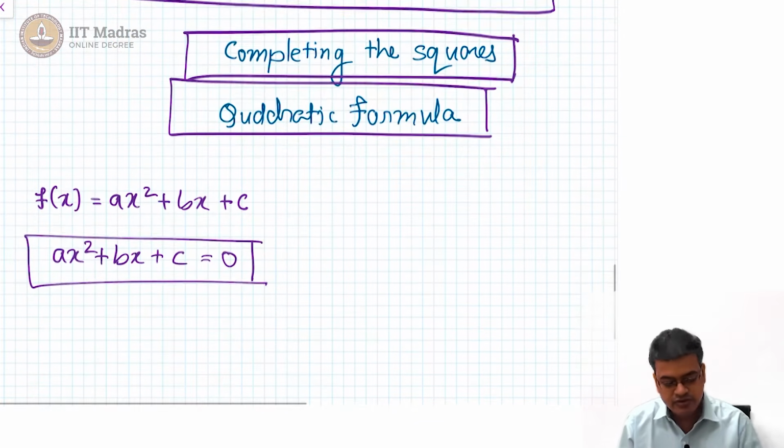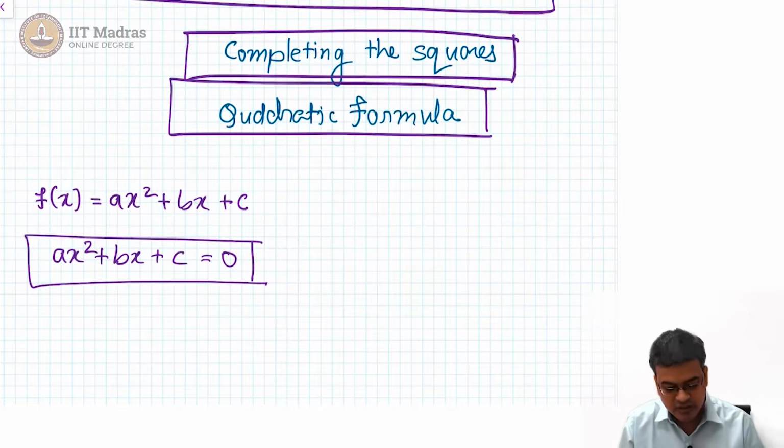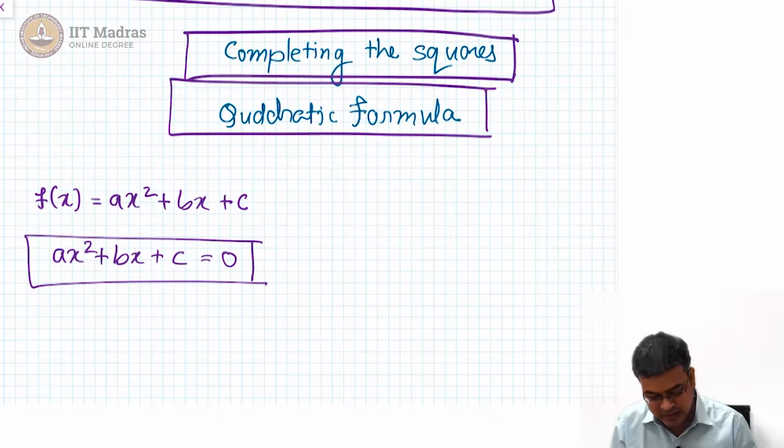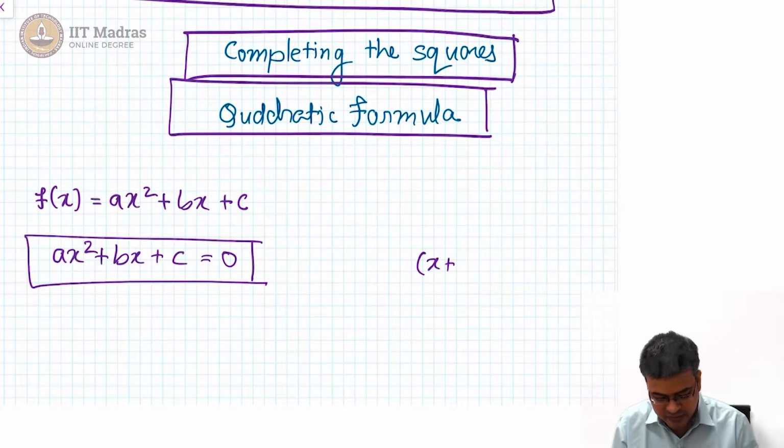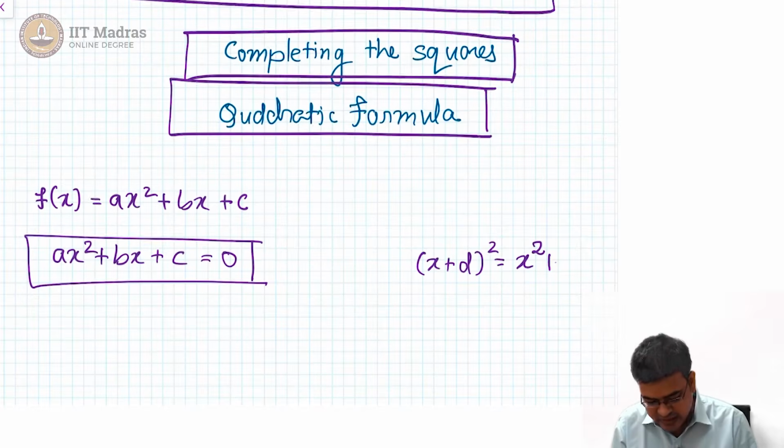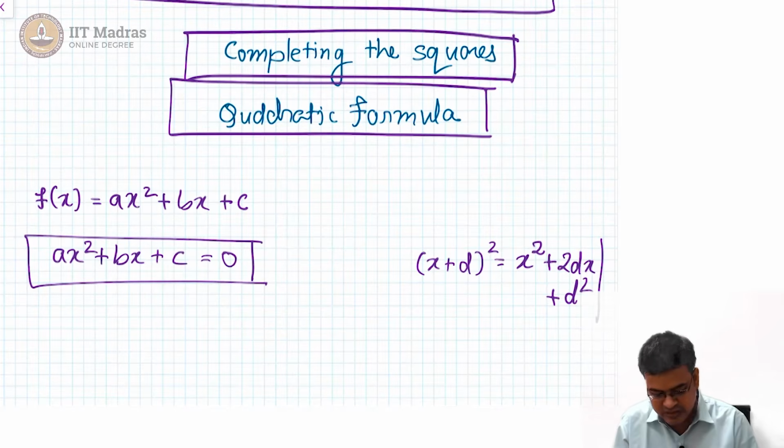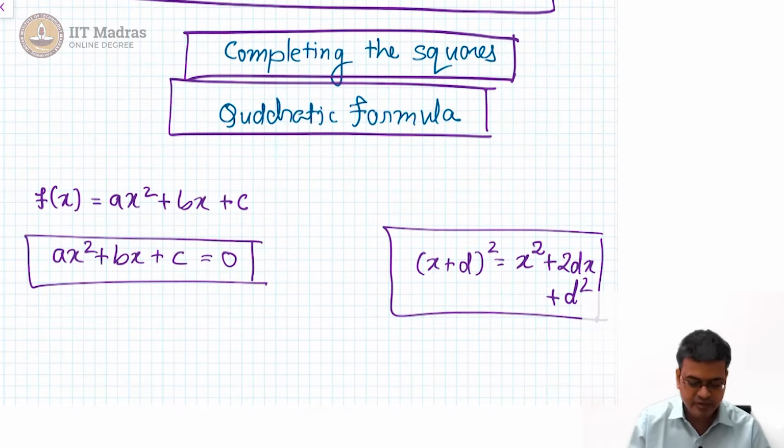If I want to use the method of completing the square, what I need is a complete square. What do I mean by that? Let us say I have a function of the form (x plus d) square. Then if I use again the FOIL rule, I will be able to write this as x square plus 2dx plus d square. So this is the modus operandi that I will keep in my mind.